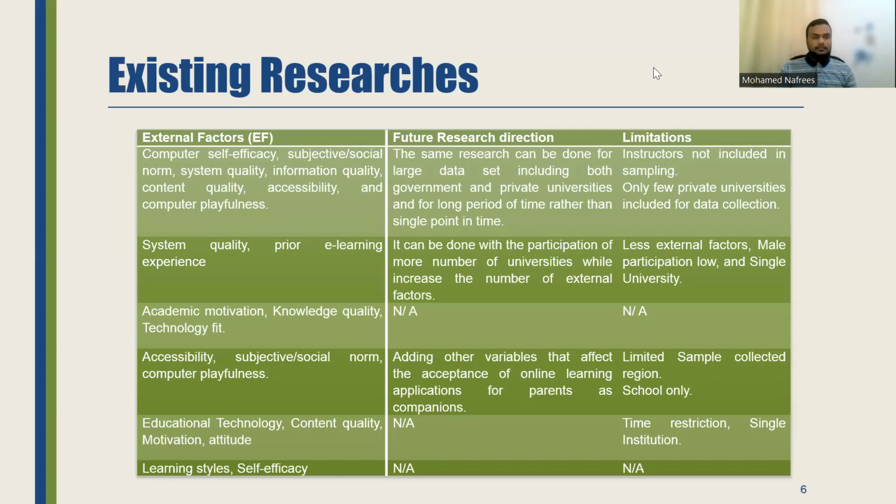Now let me move to the next section, the existing research or literature survey. I have conducted this research based on a systematic literature review. Therefore, my analysis is based on previous articles. I analyzed the previous articles based on three major categories. One is external factors: what external factors the researchers have used to develop the TAM model. The second is what future directions they have suggested. And the third is what limitations they have mentioned in their papers.